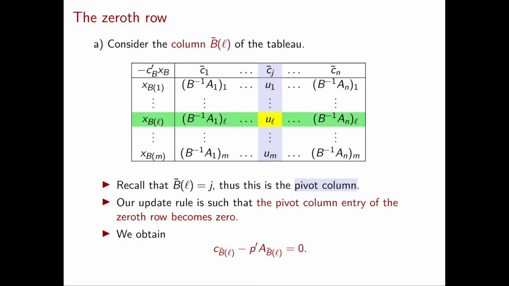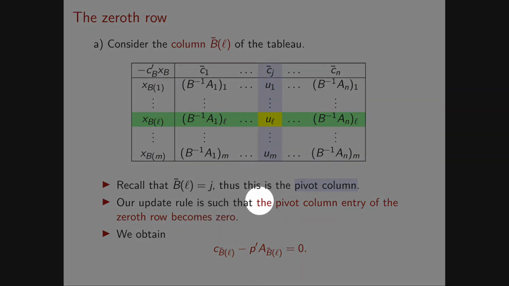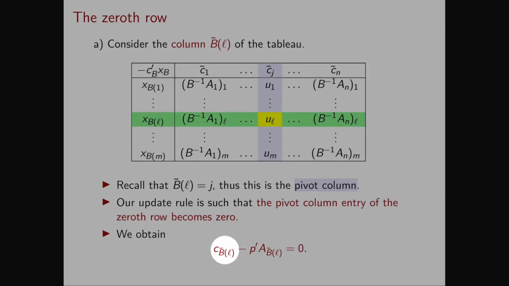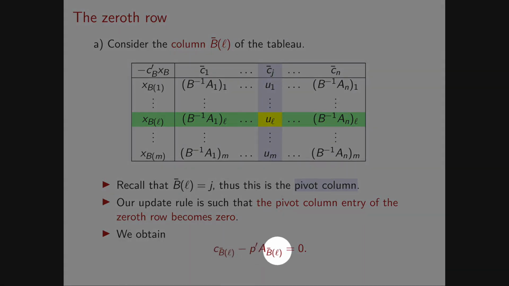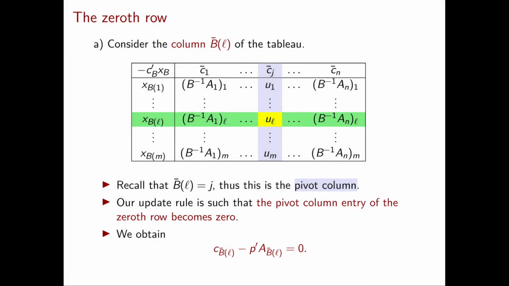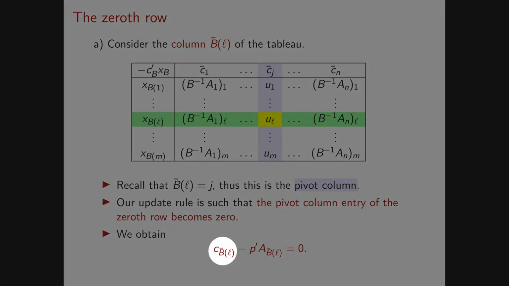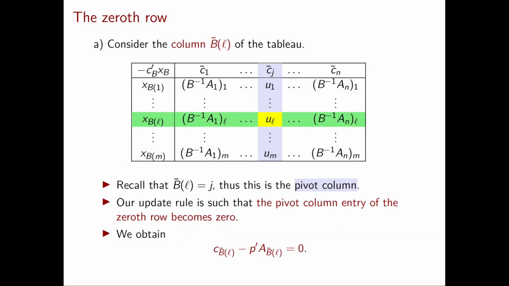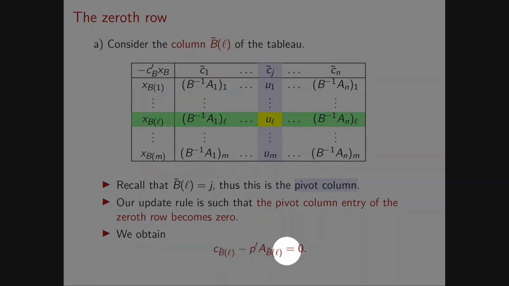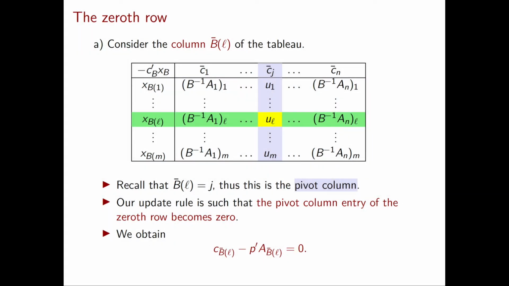So what happens in this column of the zeroth row once we apply our update rule? The update rule says that the pivot column entry of the zeroth row should become 0. This means that the index B bar L of the formula we computed in the previous slide should be equal to 0, namely C B bar L minus P transpose A B bar L equal to 0. So in this first case, we were able to obtain this equation. Let's remember this equation and proceed to the next case.